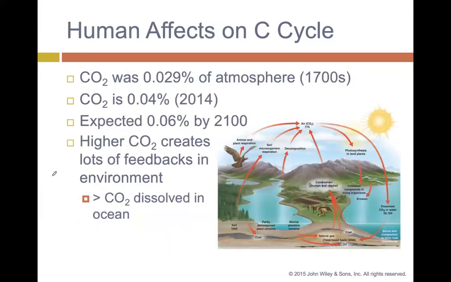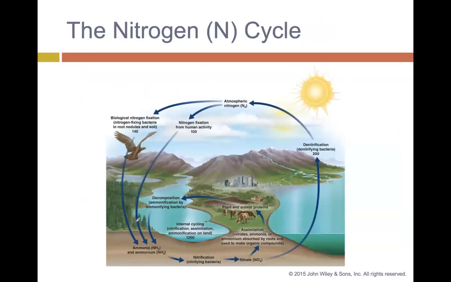Human effects on the carbon cycle. So carbon dioxide, you can see in the 1700s, was about 0.029% of the atmosphere. In 2014, it slowly rose, and it's expected to continue to increase from 0.04% to 0.06% by 2100. And the higher carbon dioxide can potentially create lots of feedbacks in the environment, where we'll have greater carbon dioxide dissolved into the ocean. Then we get into the nitrogen cycle.